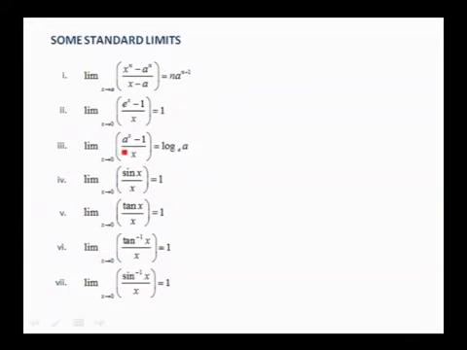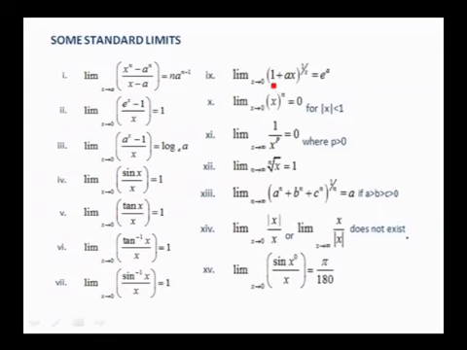Similarly, the other, (a to the power of x minus 1) over x as x tends to 0 is log a, sin x by x as x tends to 0 is 1, limit of tan x by x as x tends to 0 is 1, limit of tan inverse x by x as x tends to 0 is 1, sin inverse x by x as x tends to 0 is 1. (1 plus a x) whole to the power of 1 by x as x tends to 0 is e to the power of a. Limit of x to the power of n as n tends to infinity is equal to 0.